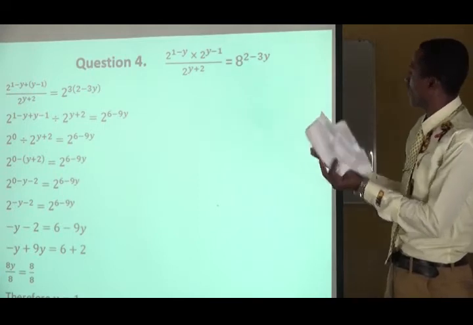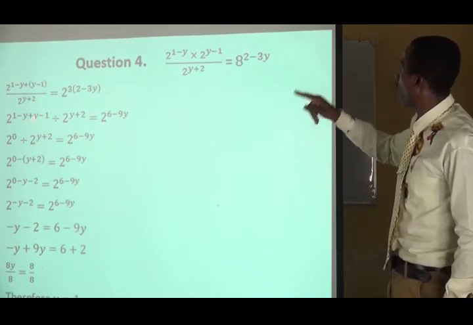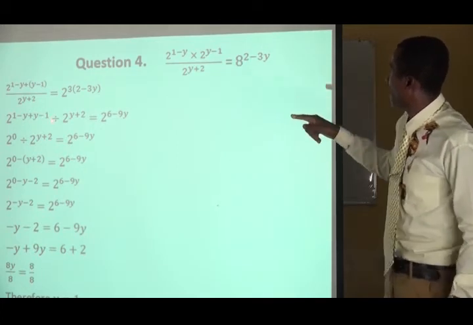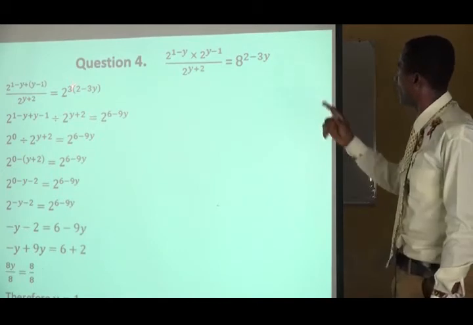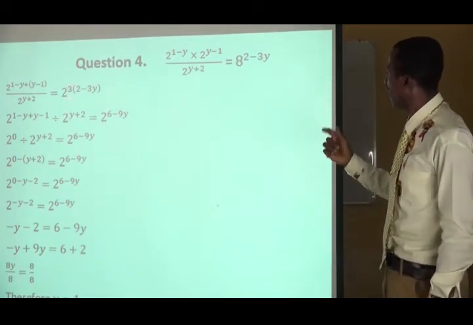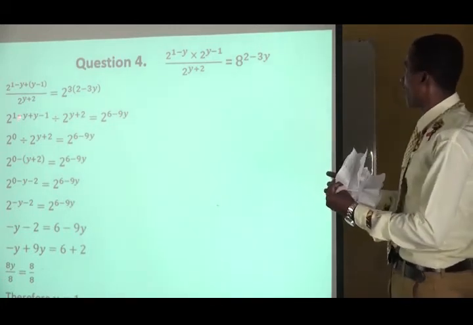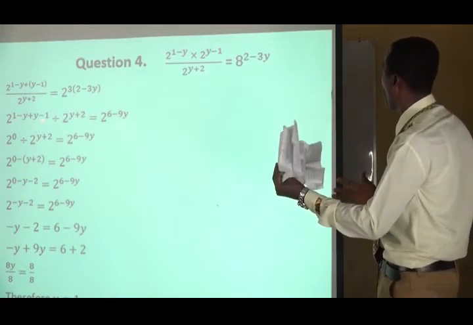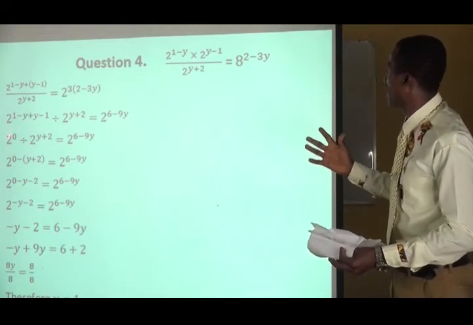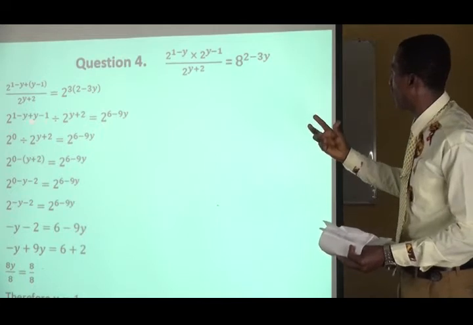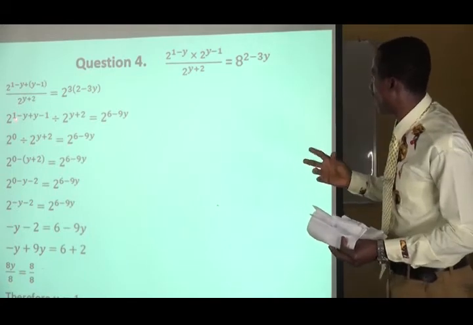Now, by removing the bracket, the left-hand side becomes 2 to the power of 1 minus 1 plus y minus 1, then divided by 2 to the power of y plus 2. And when we remove the bracket on the right-hand side, 3 times 2 gives us 6, and 3 times minus 3y gives us minus 9y. If we look at the left-hand side, it obeys the second law of indices, which is division. So we are now going to write down the common base and then subtract the powers.